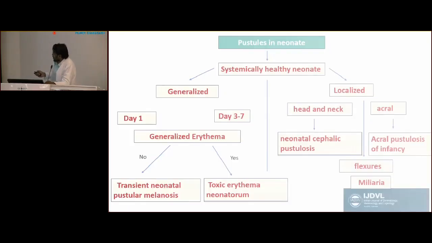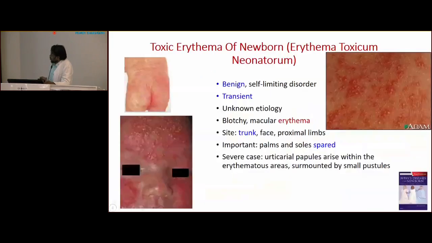First of all, toxic erythema of newborn is a benign transient condition. Etiology is unknown. Blotchy macular erythema, you notice this diffuse erythema between the lesions. When someone sees the child for the first time, they will be afraid of what has happened to this baby. It is present over the trunk, face and proximal limbs, and most importantly, palms and soles are spared.